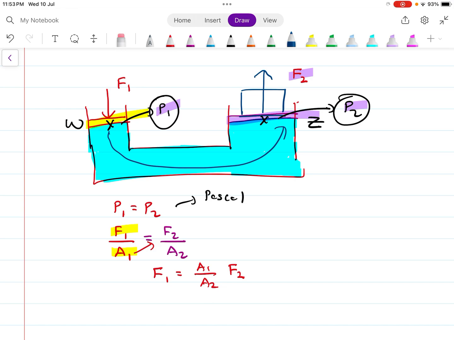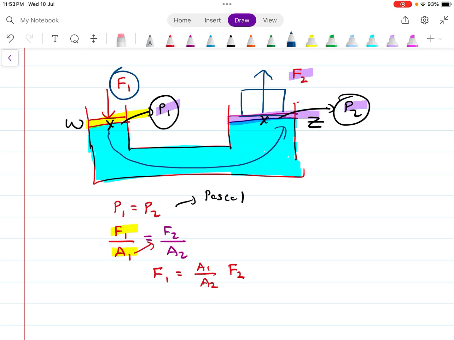So F1, what is F1? F1 is the effort that I press. A1 is the area of piston W. F2 is the force that can lift up the object. A2 is the area of piston Z.